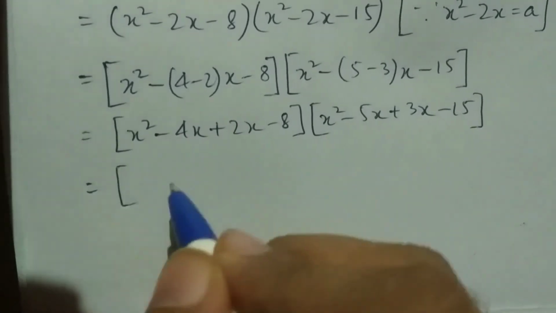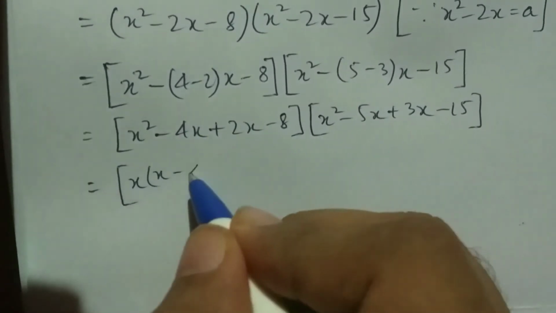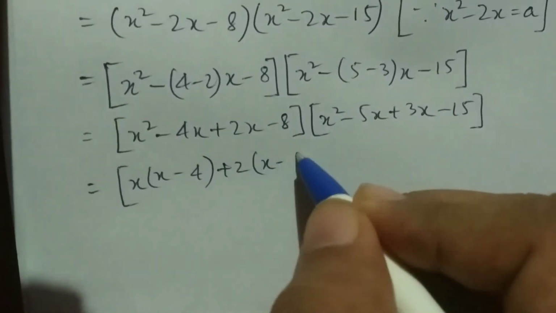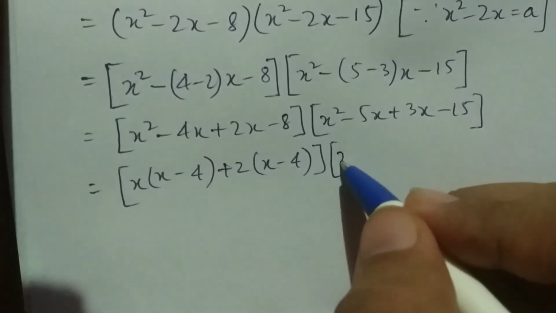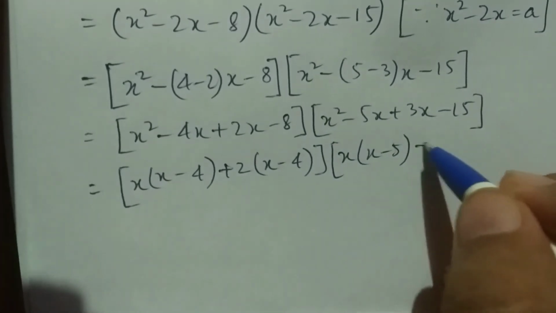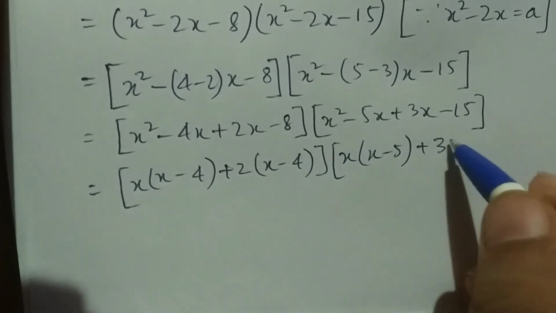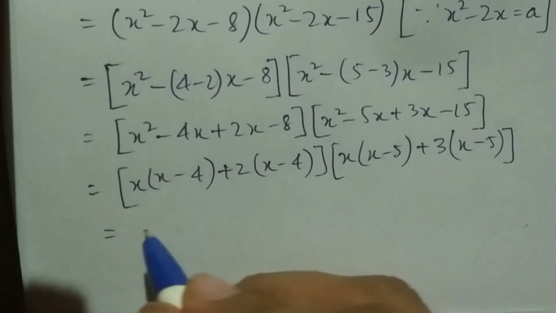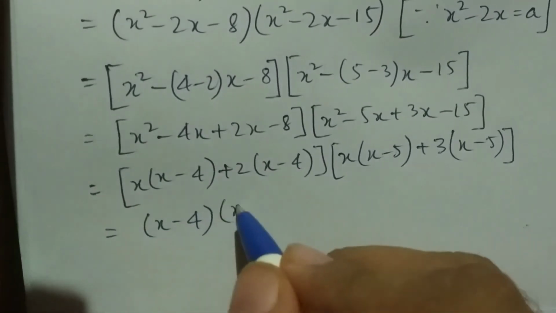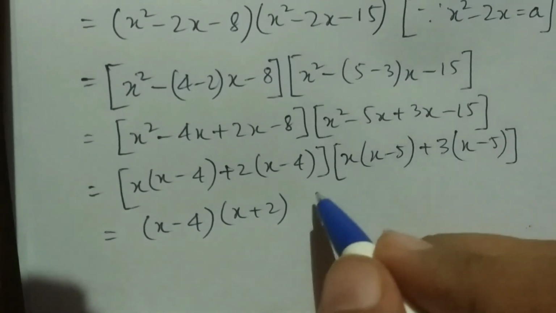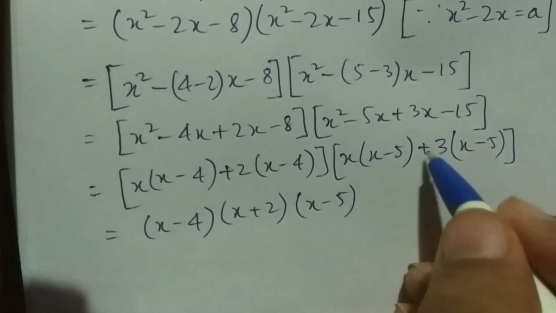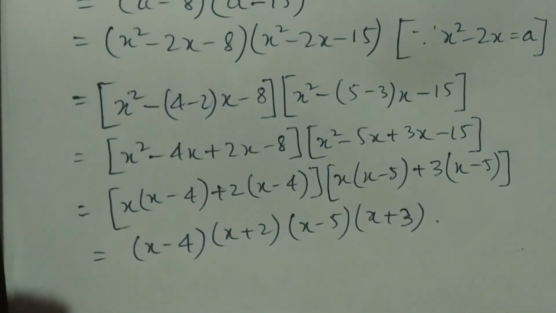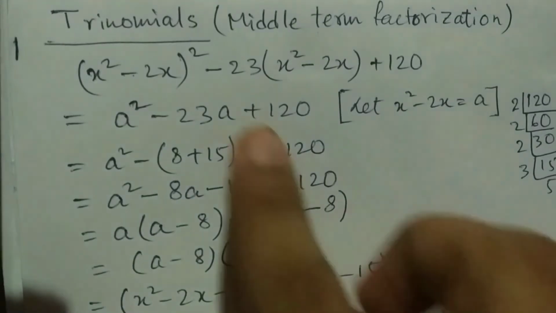So here I'm taking x, so x minus 4, here 2, and this is also 4 into 2, so 2 I am taking as common. For this x minus 5, and this 3 5s are 15, so 3 into x minus 5. So here x minus 4 and x plus 2, and you can see x minus 5 and x plus 3. So that's it. This is the complete solution for the given trinomial.